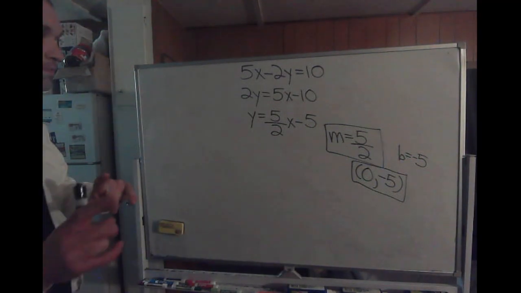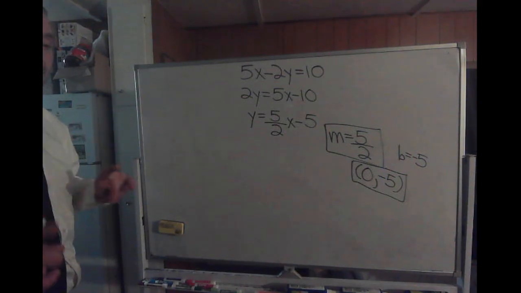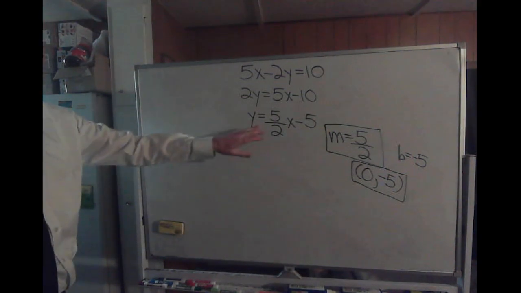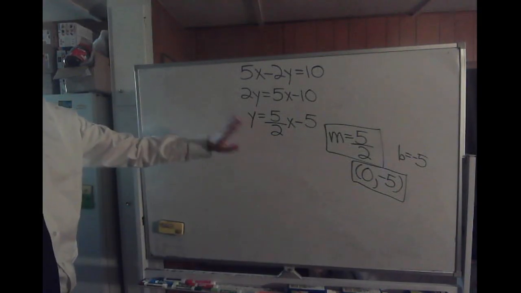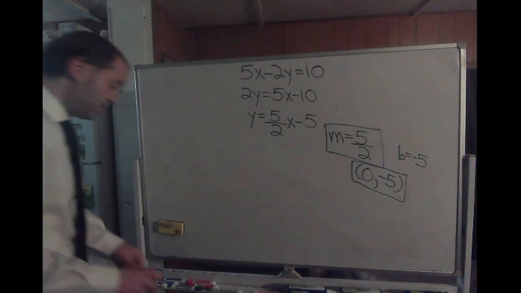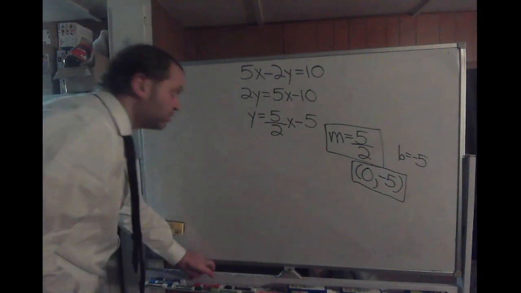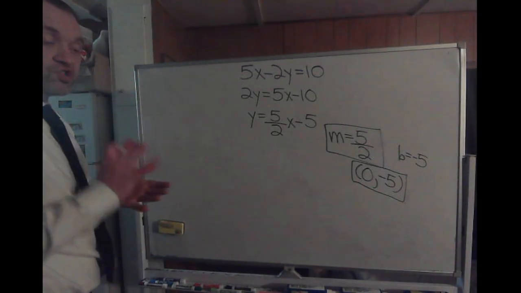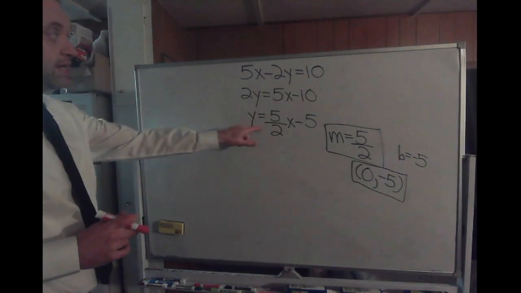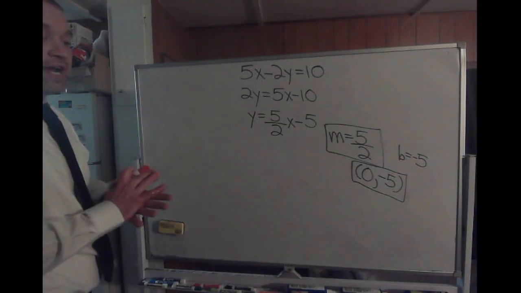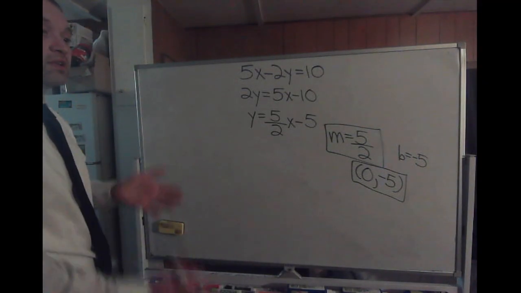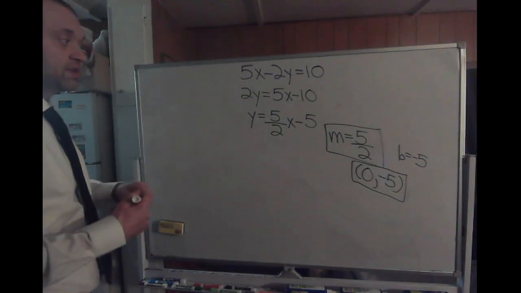Now, what if you were asked to convert this from slope-intercept form back into general form or standard form? Well, let's take a look at this equation here. What is general form? Ultimately, you want to get from this back to this, right? Because you want to have your x and y terms on the left side, your constant terms on the right.